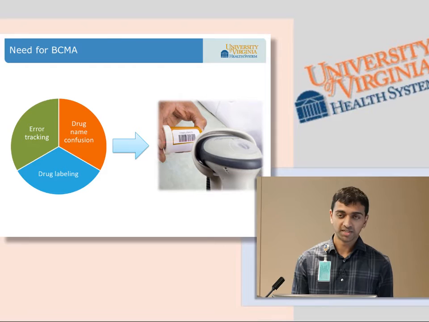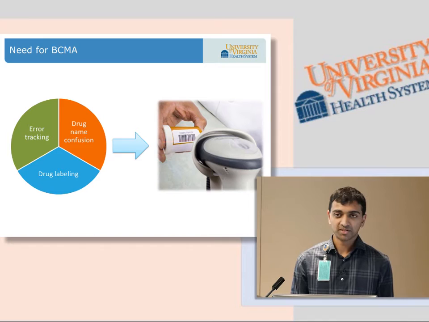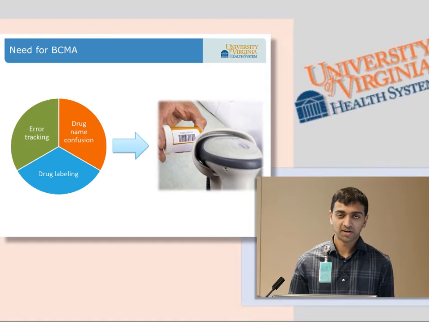It could be something as simple as drug name confusion. There are so many drugs that sound similar, and with our eyes, everything, and in high stress situations, it can be really tough to differentiate between different products. So what barcoding allows us is a different way to identify those medications and differentiate them in a highly accurate and fast way. Drug labeling, so if a label is off, this serves as a way to help us identify that medication accurately.